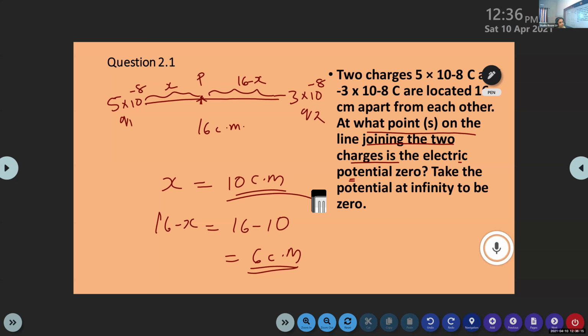6 centimeters from Q2, right? 6 centimeter from Q2 and 10 centimeter from Q1, because we take x as the distance from Q1 to the point P. Okay, can we move to the next question? Yeah, ma'am. All right.